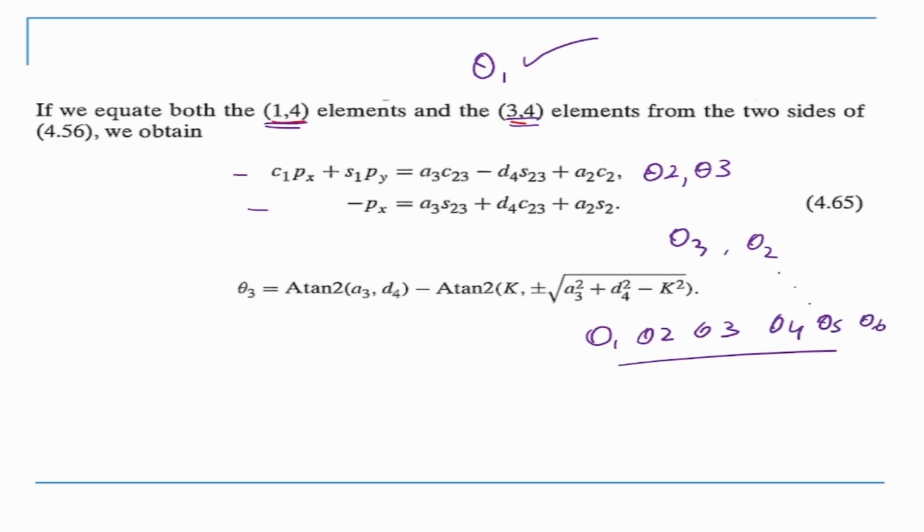Now how many solutions will be there? Depending on where you are in the workspace, you can have as many as 6 solutions sometimes, because there are 6 variables, and in the center of the workspace you can have as many as 6 solutions. Okay, so this is one.